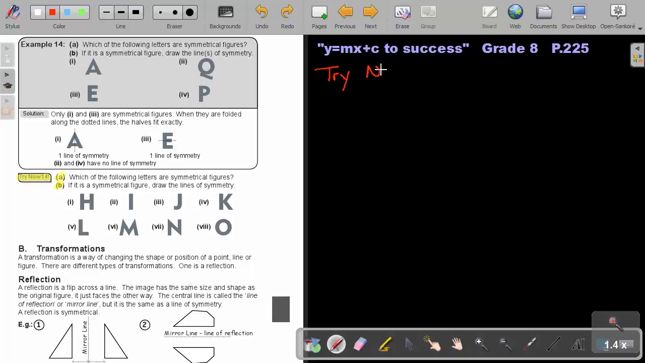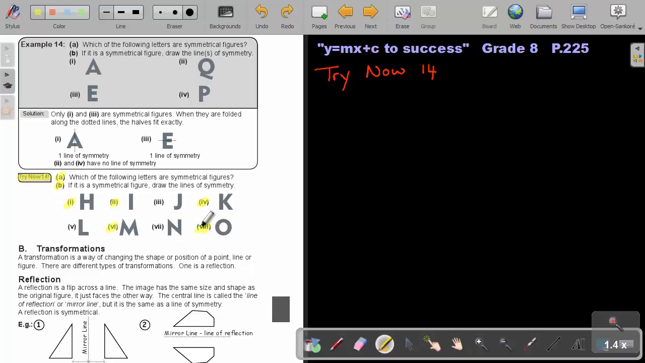So let's look at try now 14. Okay. Again, I'm going to draw it on this, to make it a little bit easier. So let's just start. Which of the following figures are symmetrical? So definitely H. Okay, let's first mark it, and then we draw the lines of symmetry. So it's going to be H. It's going to be I, the second one, and it's going to be K, and M, and O.